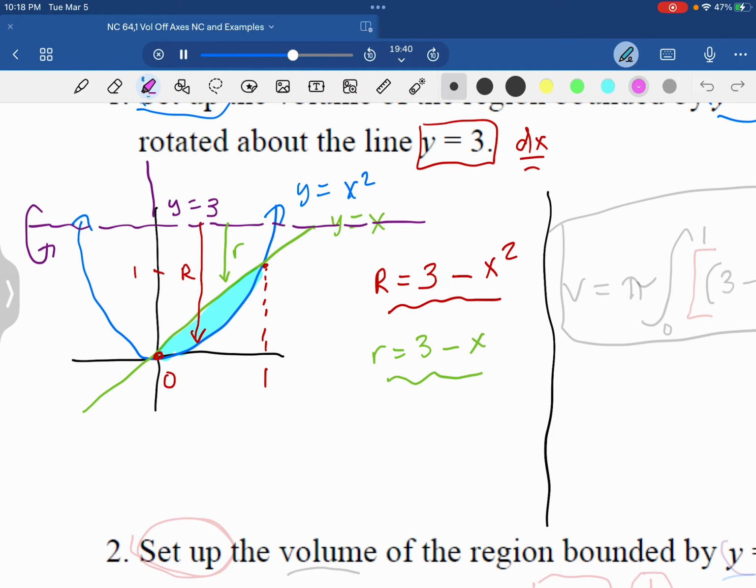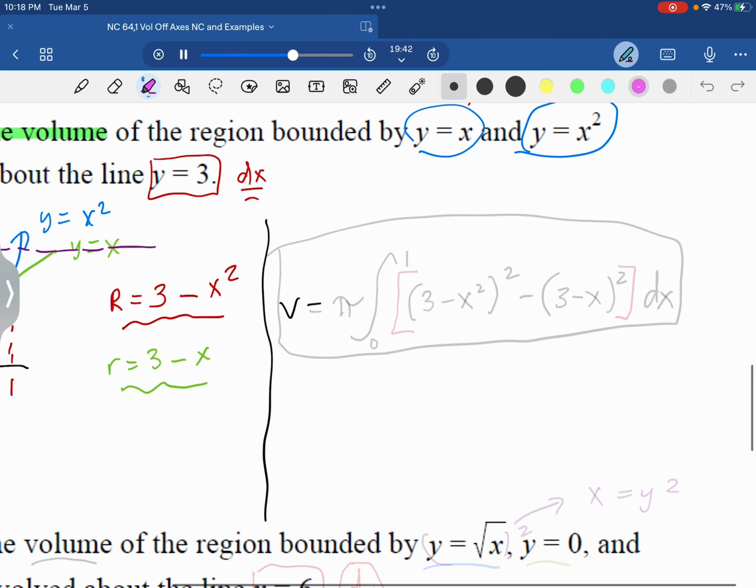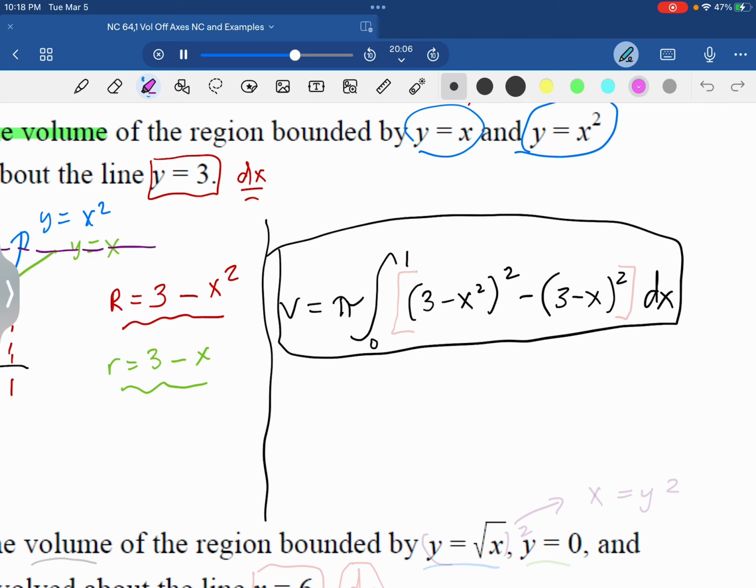So now you have all the pieces. So we'd end up with volume. Don't forget, we still need that pi. It'll be the integral from 0 to 1 of big R squared, so (3 minus x squared) squared, minus little r squared, and then all dx. And that is it. That's my final answer. It's set up, but don't solve.